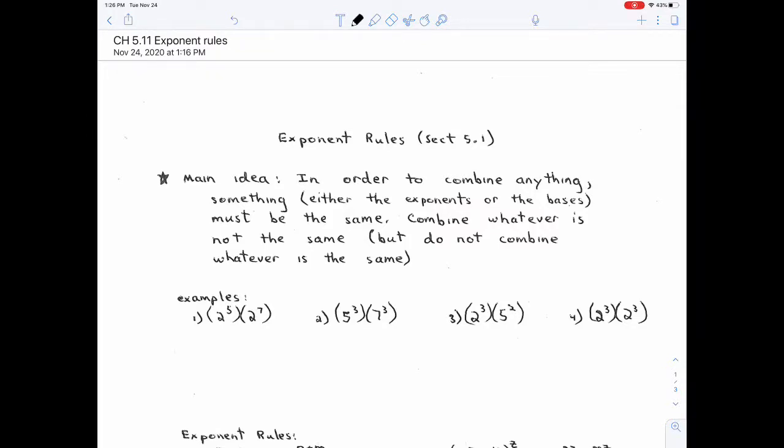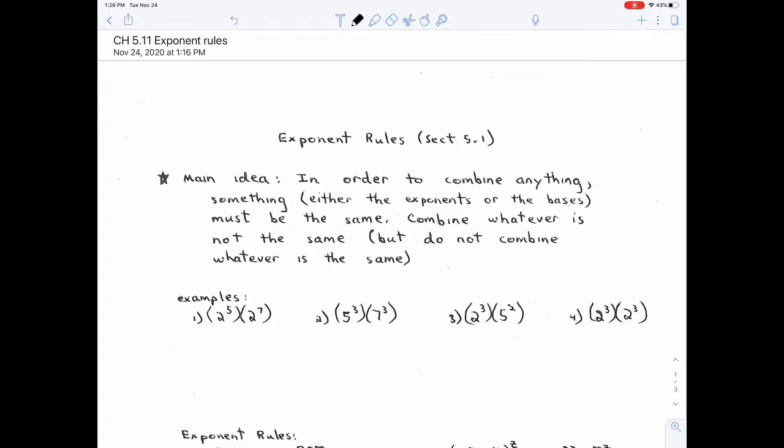What are we going to start talking about in Chapter 5? Chapter 5 is on something called polynomials. But before we get to the polynomials, you first have to understand exponents. So what we're going to talk about today are the exponent rules. And then we'll get to polynomials another day.